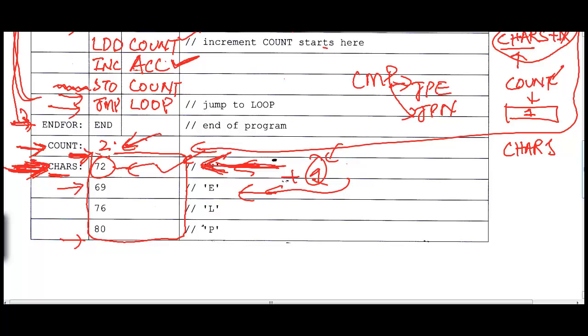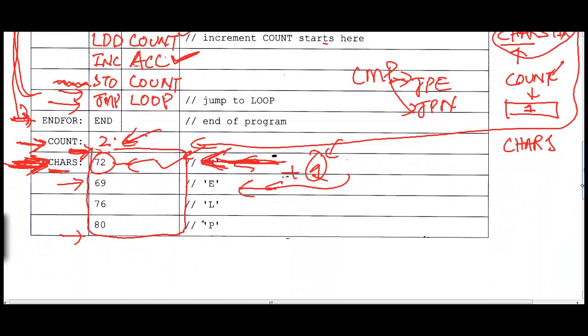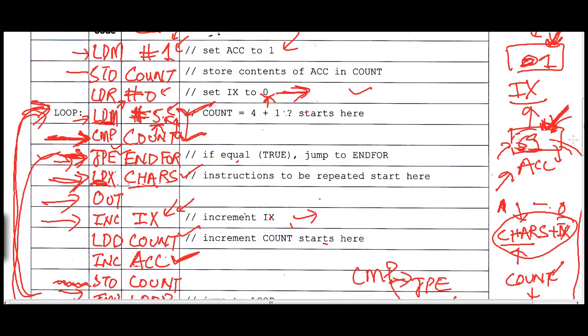So once we have ended up on this location, and we are doing LDX, this is indexed addressing. This value which is held at this location, because this is the address that we've calculated, chars plus 1, this value 69 is now going to be loaded into the accumulator. So our accumulator's value is going to be updated to 69.